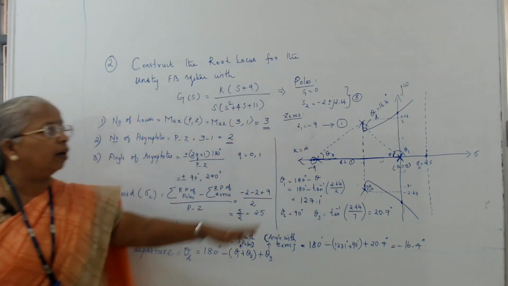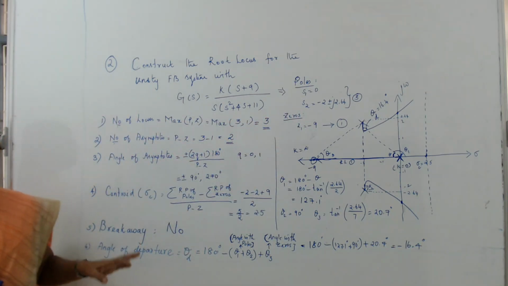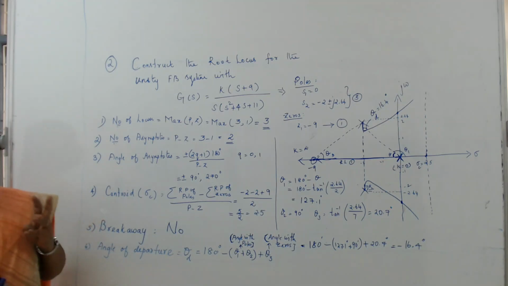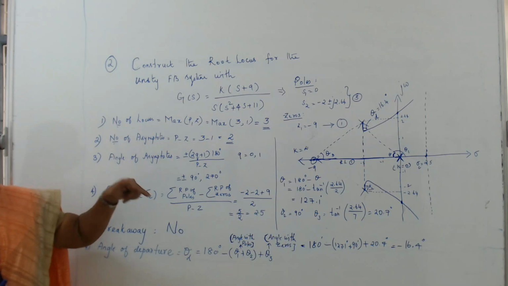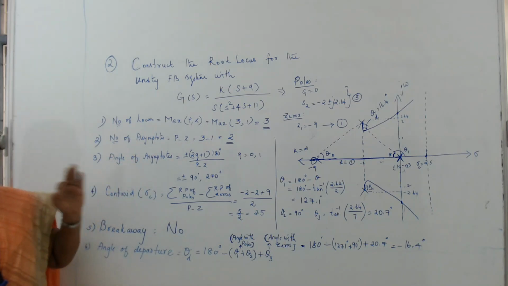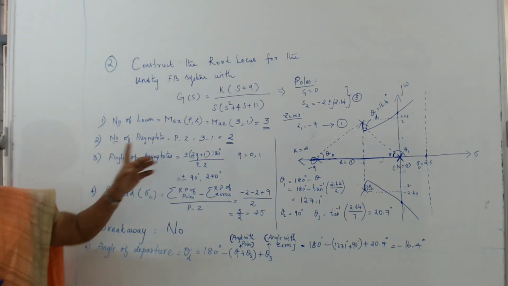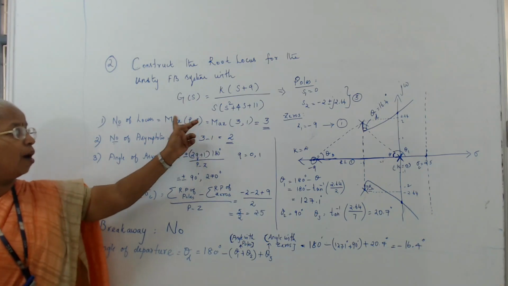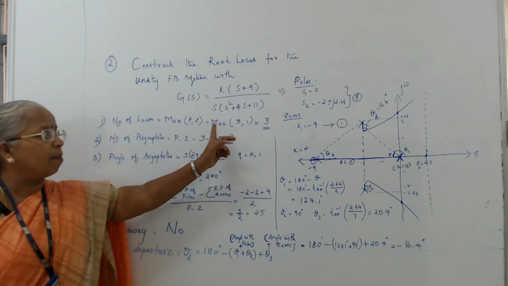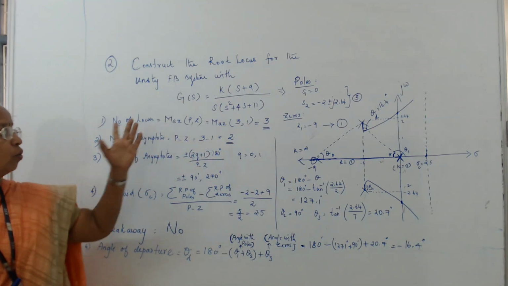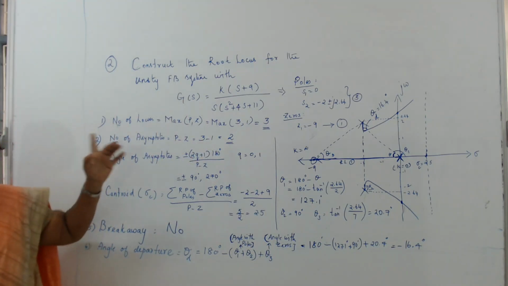That is given as -2 plus or minus j 2.64. So one pole is at -2 plus j 2.64, another pole is at -2 minus j 2.64. So totally there are 3 poles. That is why I have given here maximum of p, z, that is maximum of 3, 1, which is 3. So this shows that the number of locus is 3.